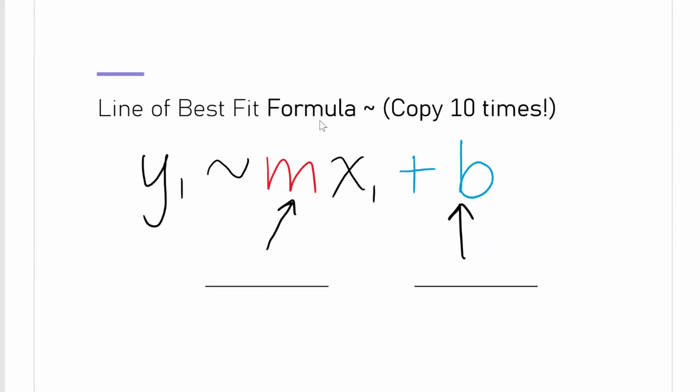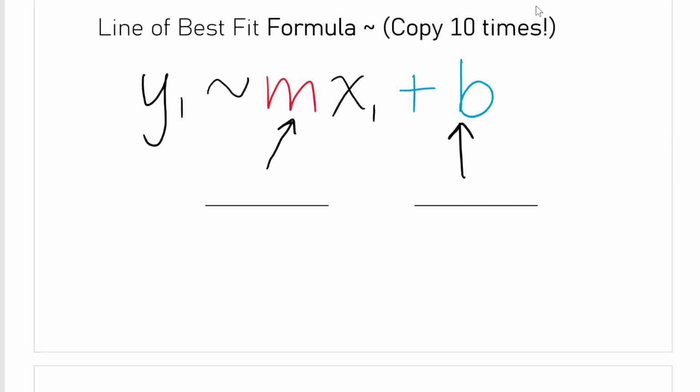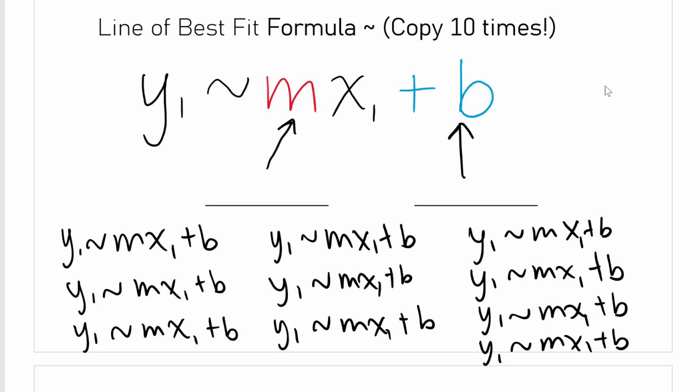This is the line of best fit formula. On your paper, you need to copy it 10 times. So, esa es la fórmula de line of best fit y necesitas copiar esta fórmula 10 veces. Yo terminé. M represents slope and B represents the y-intercept. So, la letra M o la variable M representa slope o el pendiente. La variable o la letra B representa y-intercept.